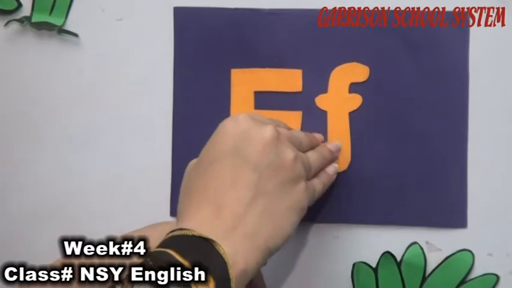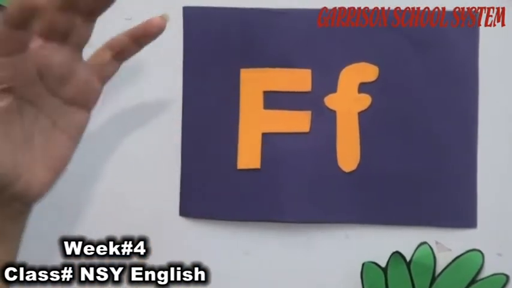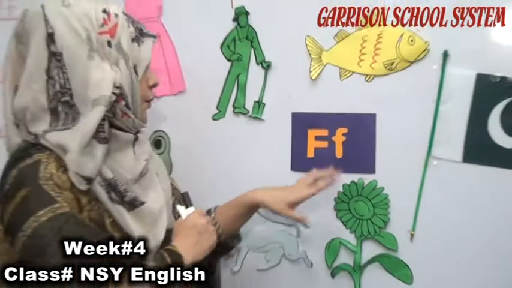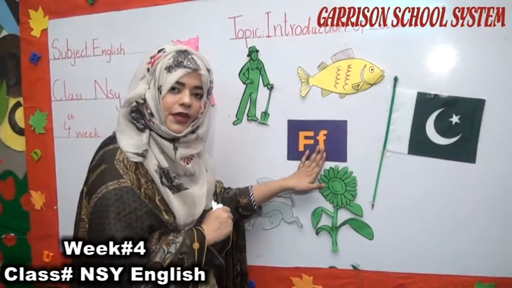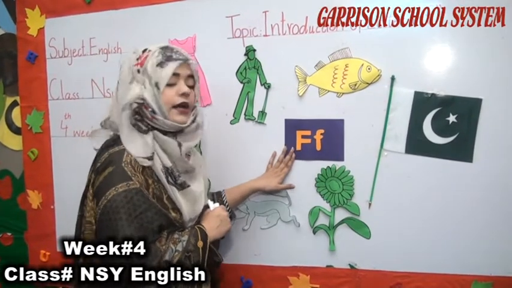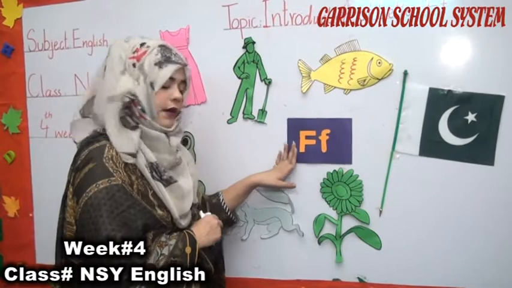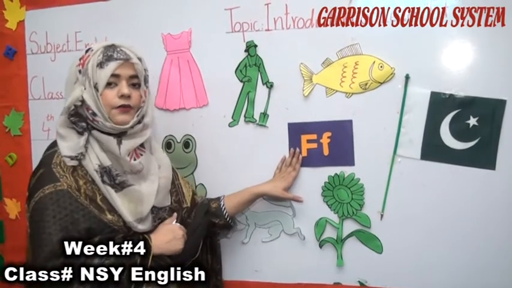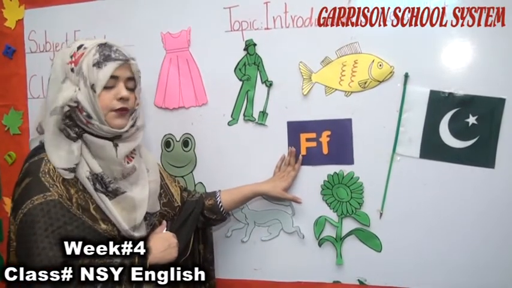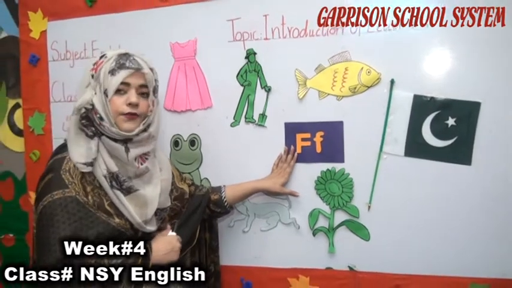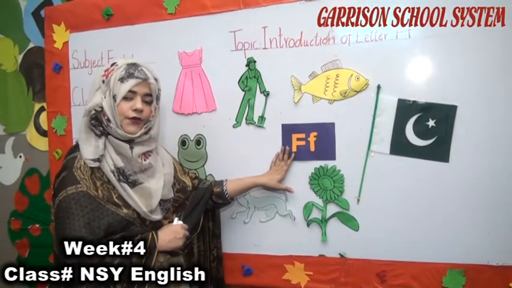The lowercase letter is just like a flower bowing down. So basically it is our lowercase letter and this is our uppercase letter F and it gives the sound of F.